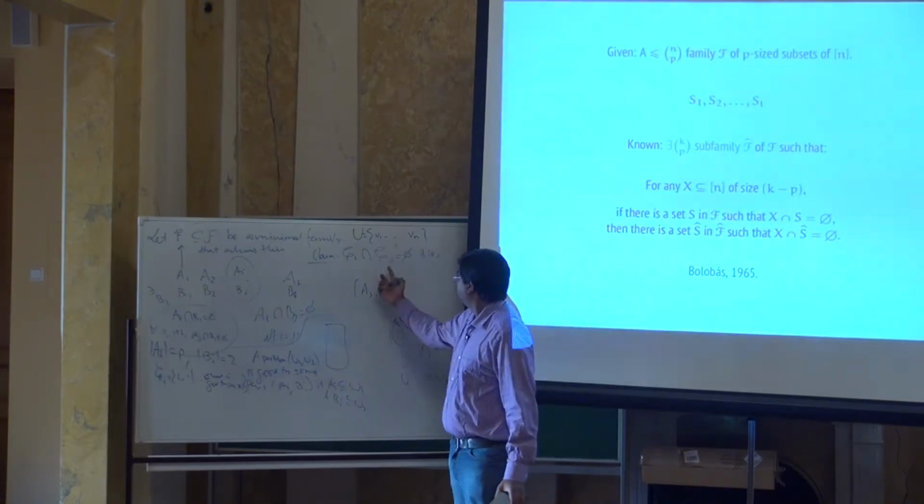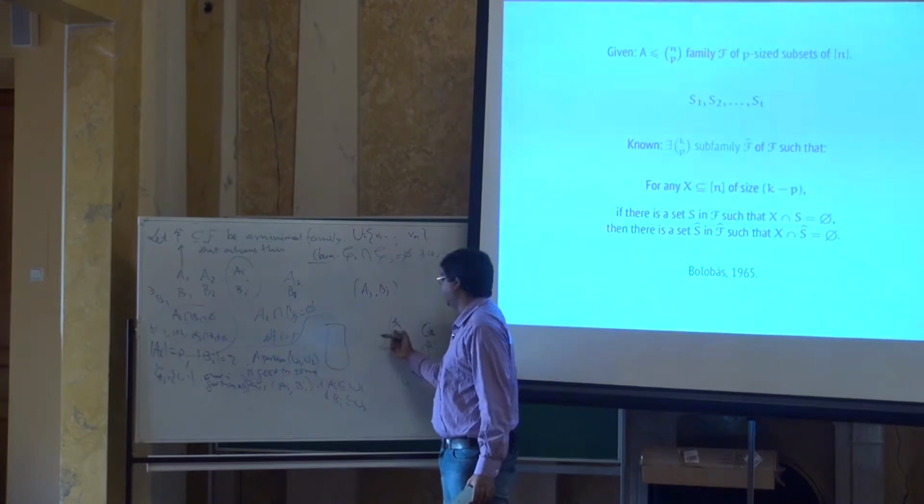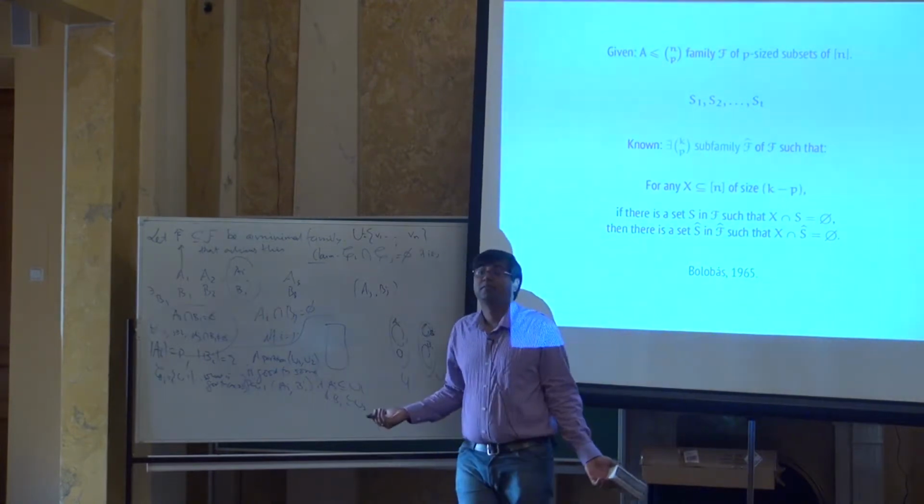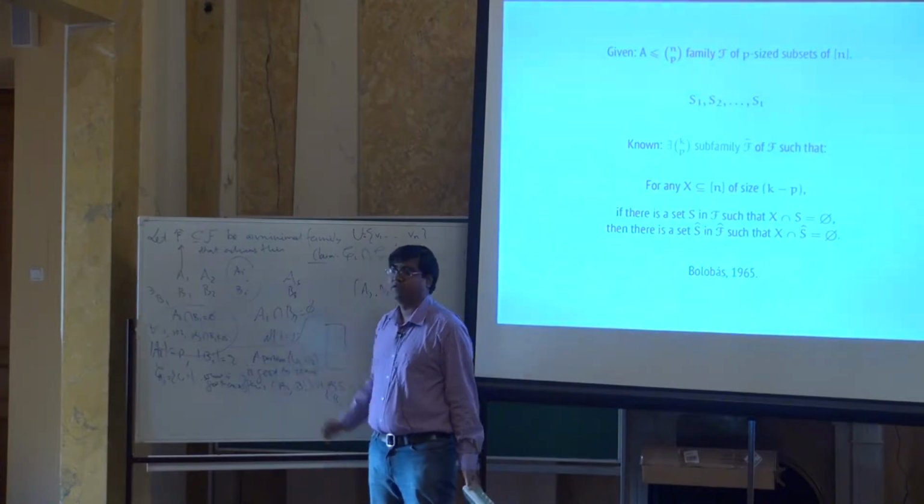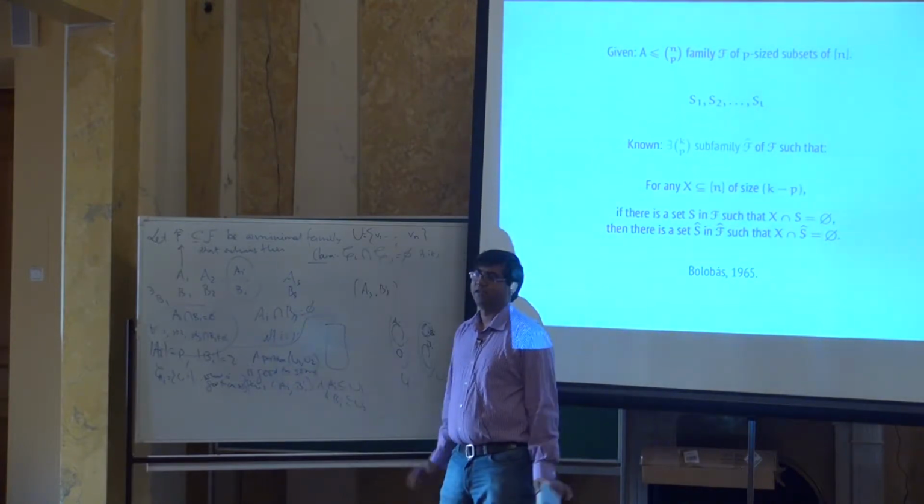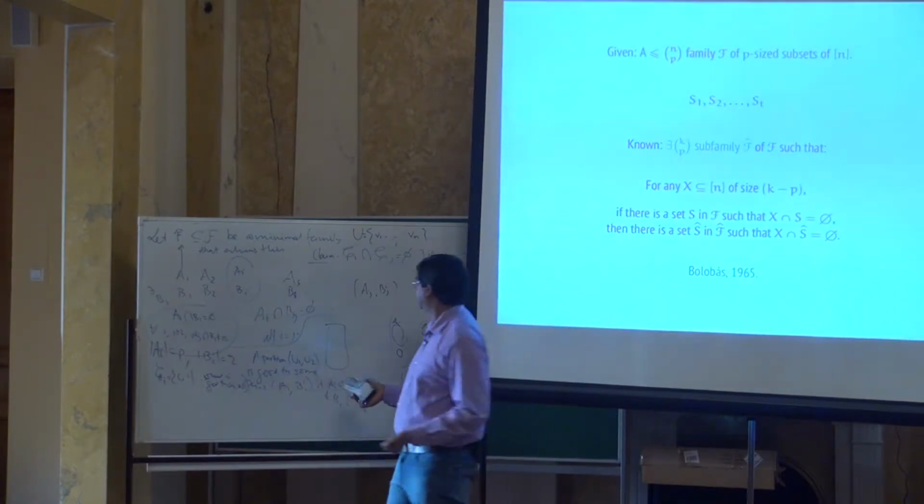Right? Because AJ has to go here, BJ has to go here, then how will AI intersect BJ? Because AI intersection BJ is empty set if and only if I equals J. Not possible. Great. Okay? We are done now.